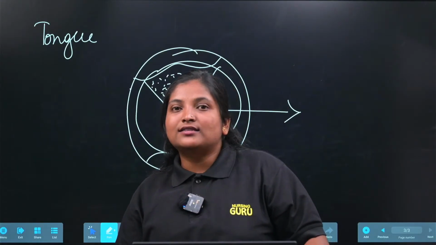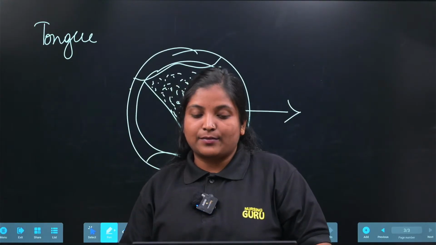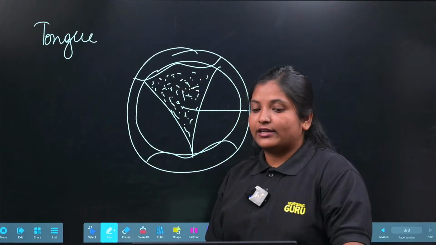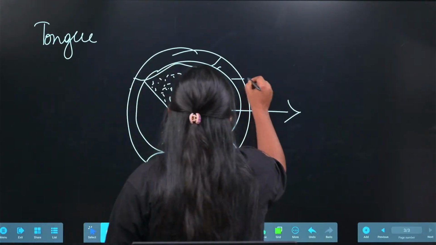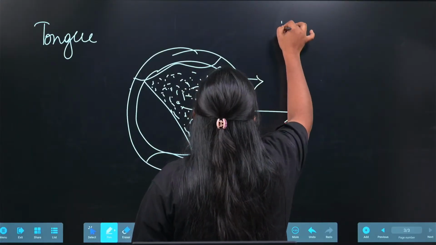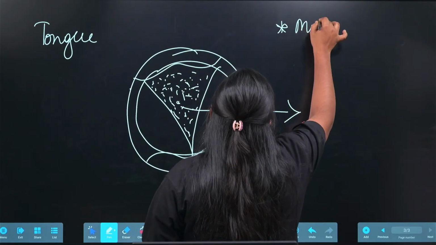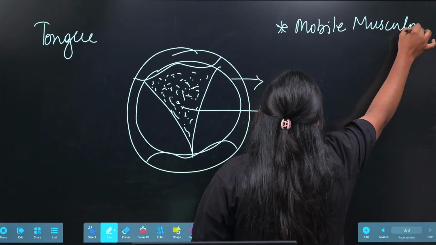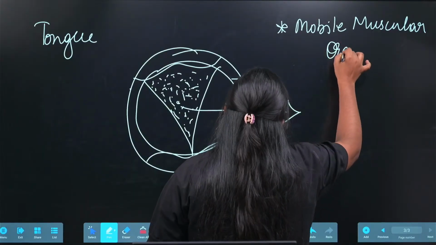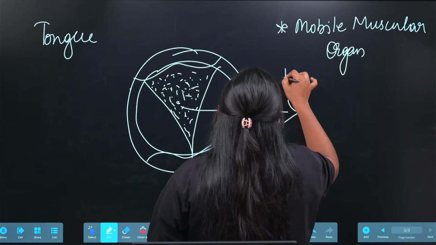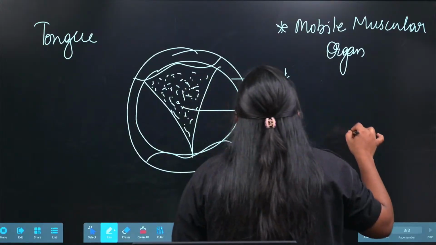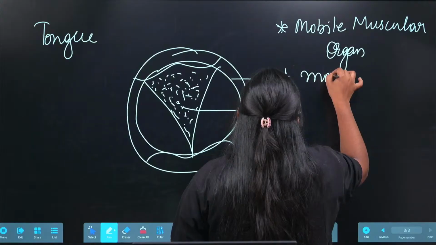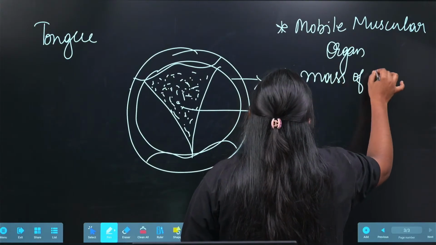It is made up of a mass of skeletal muscle. Once again, it is a mobile muscular organ. The next thing is that it is made up of a mass of skeletal muscle.